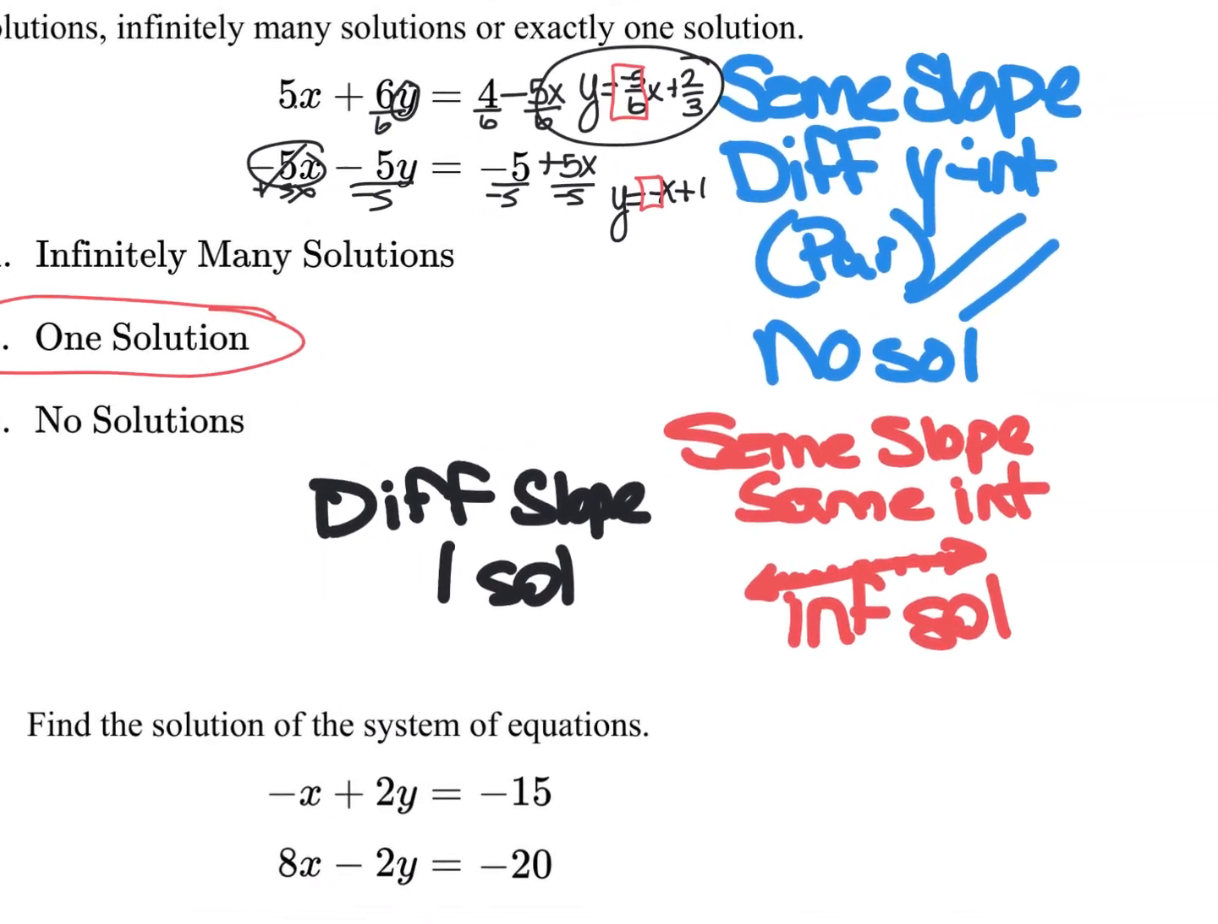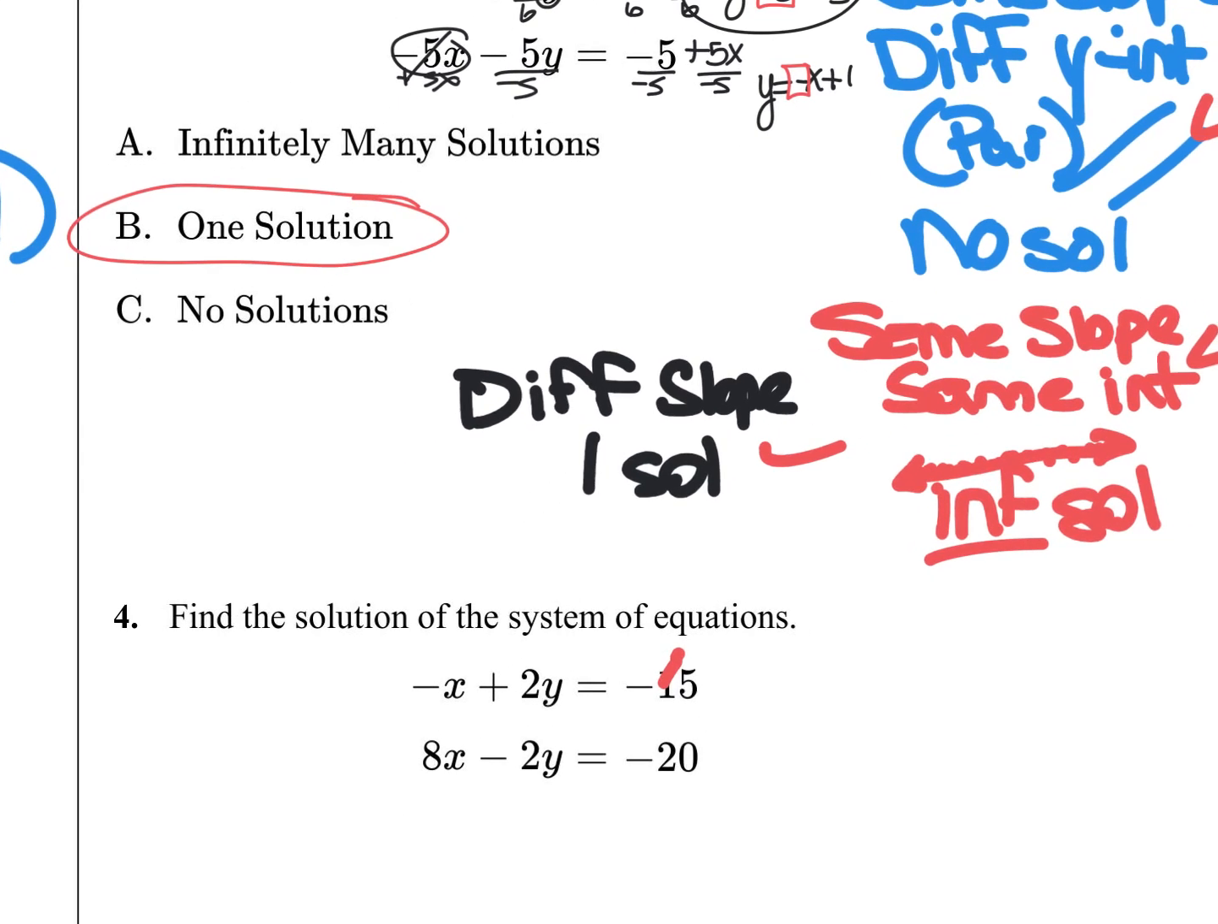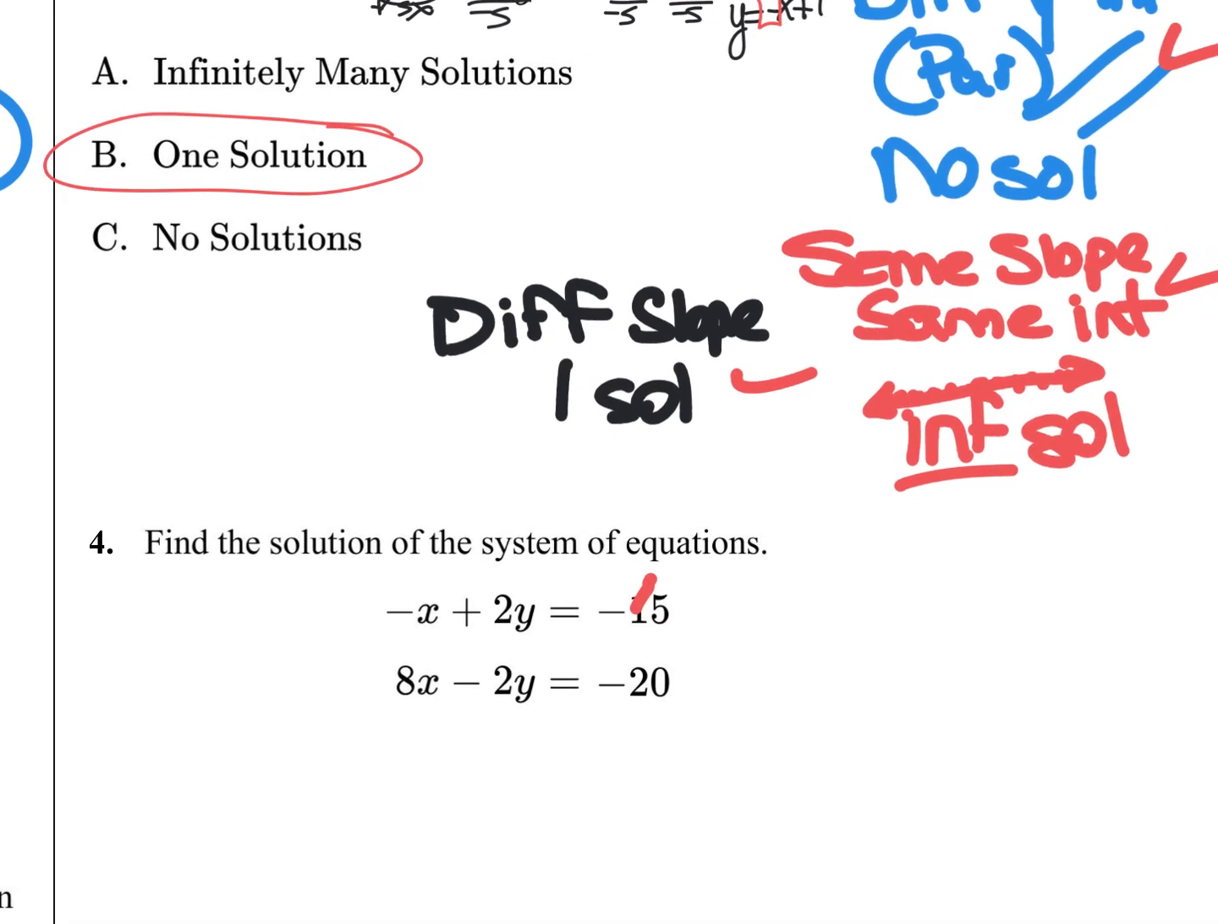All right, but you definitely need to remember the different rules. If it's the same line, then there's infinite. If they're parallel, there's no solution. If it's anything other than that, then it's one solution. Okay.